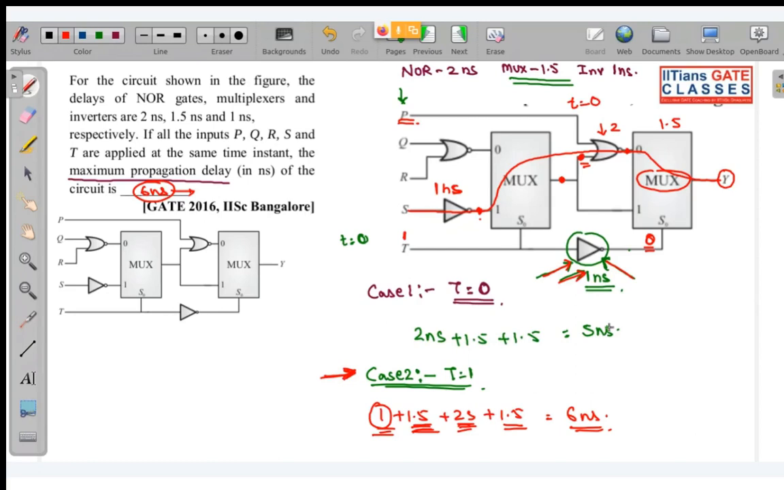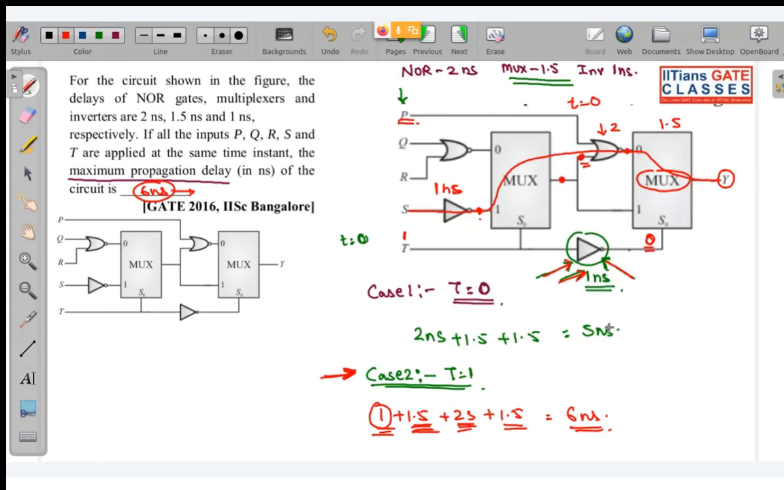Is this clear? Chandana and Shubham, tell me if this is clear to you or not. Yes, Piyush, I have a doubt. In the statement, if all the inputs P, Q, R, S and T are applied at the same time instant, it implies that we are setting P, Q, R and S to 1 at t equal to 0, so T should also be set from 0 to 1. Why are we discussing both cases, t equal to 0 and t equal to 1? We should only be following t equal to 1.